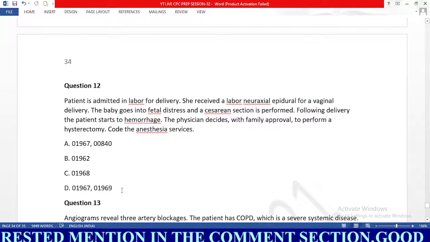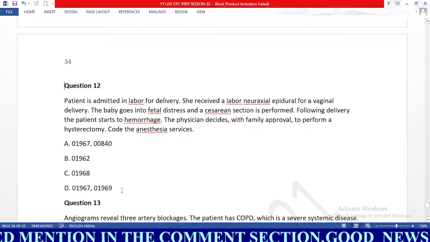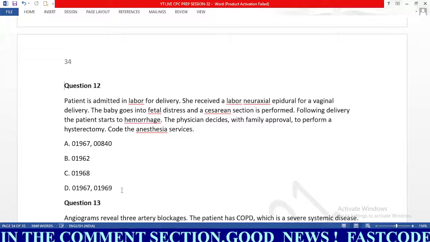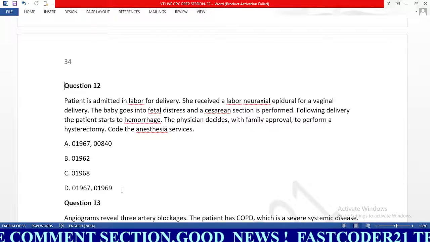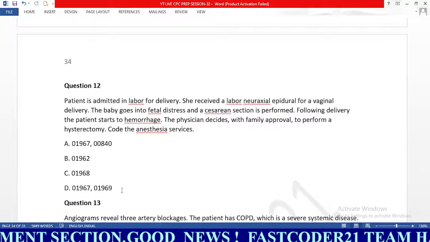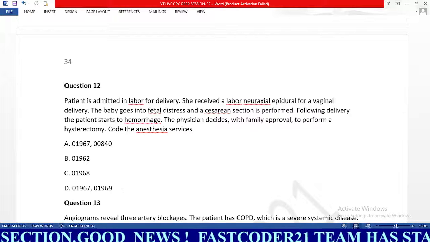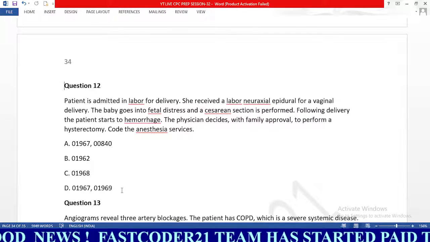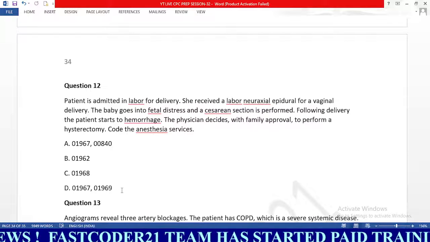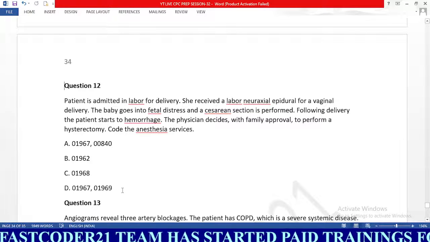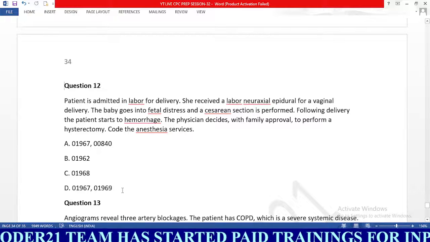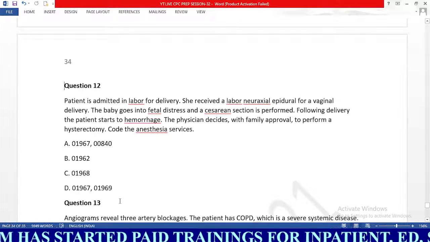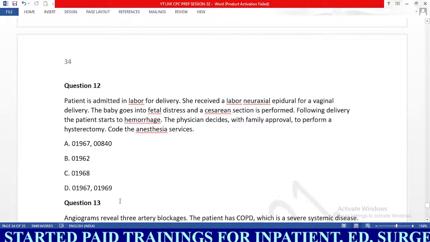01967 and 01969. If you check the description, 01967 is neuraxial labor anesthesia for planned vaginal delivery and 01968 is anesthesia for cesarean delivery following neuraxial labor anesthesia. Based on the CPT book guideline, we need to code both. D is the correct answer. Initially the first anesthesia is neuraxial epidural for vaginal delivery, and the second anesthesia is for cesarean section. So our answer is D here.